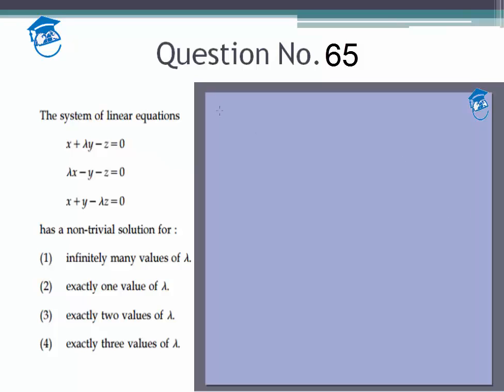The next is a pretty straightforward question. You are given a system of linear equations and we need a non-trivial solution. So we know that that is true when the coefficient determinant is 0.